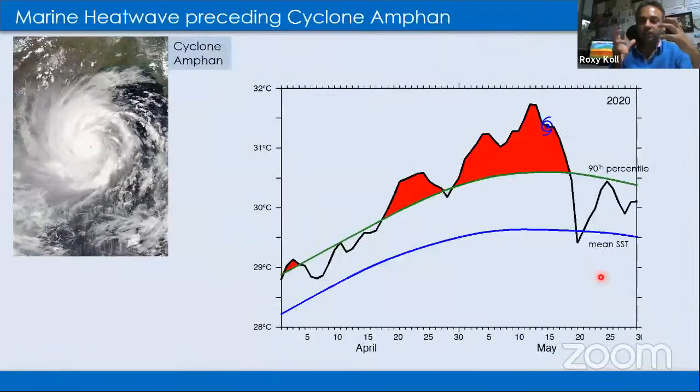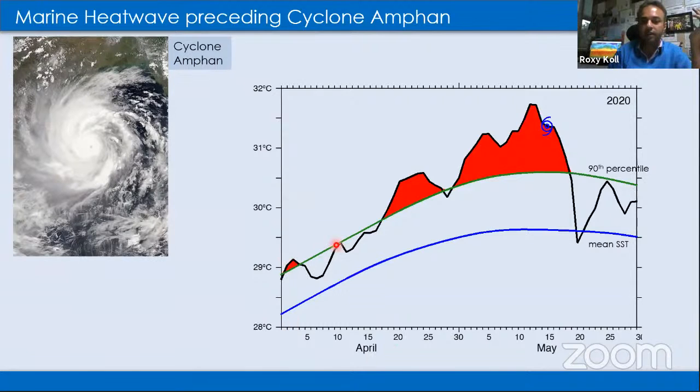And that has the characteristics of a marine heat wave. So what is a marine heat wave? That is a very new term I'm introducing to you, which has not been much popular a few years back. Marine heat waves are heat waves over the ocean, just like over the land, just that they are over the ocean. So if this blue line is the mean sea surface temperature, SST is the sea surface temperature during April, May.